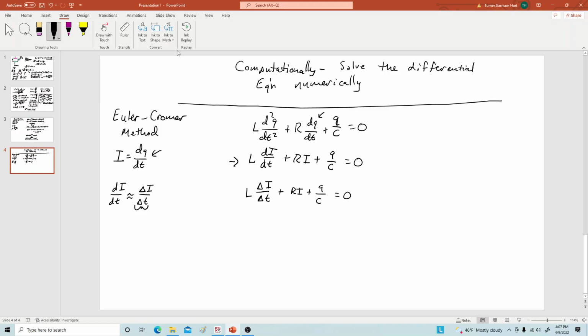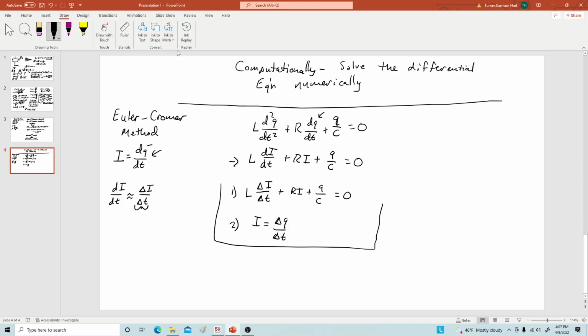And then we have, so we're essentially going to derive a system of equations. And we do the same thing here. So then we let I equal delta Q over delta T. Okay. So these are the two equations that you're going to solve numerically.